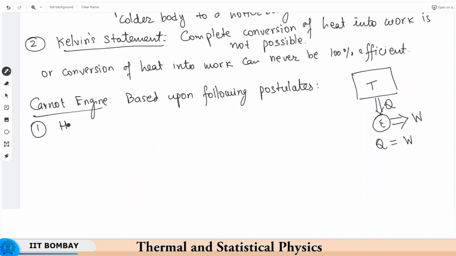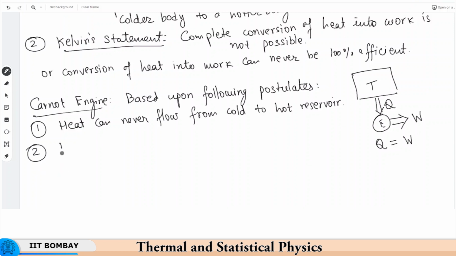the heat can never flow from cold to hot reservoir, okay. So, the heat flow from a cold body to hot body is forbidden, okay, and again this is what we observe all the time, okay.